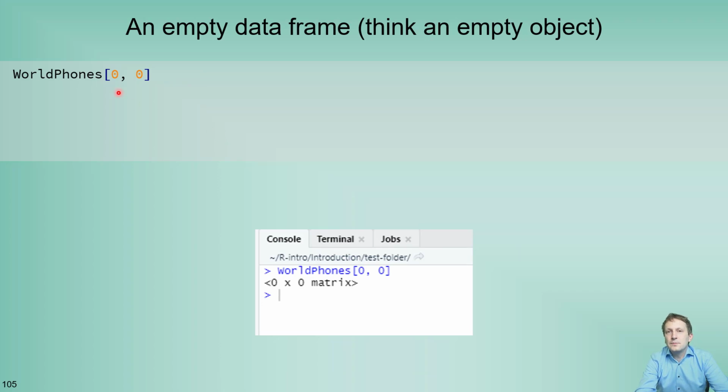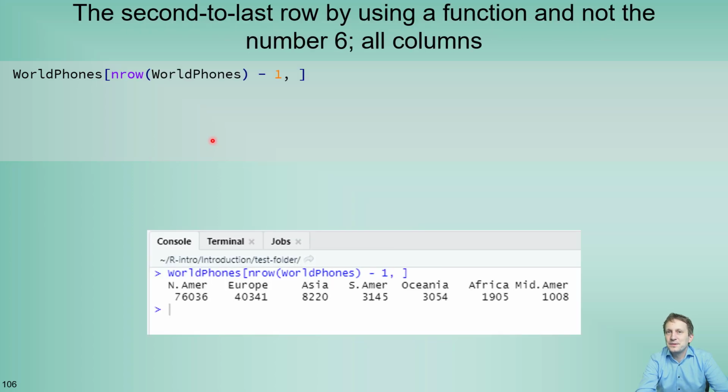An empty data frame, well, if you index with 0, 0, you actually get an empty matrix of dimension 0 times 0. Selecting the second to last row programmatically, so you obtain the number of rows using the nRow function, so nRow world phones minus 1. So this will always select the second to last row, independent of how many rows are actually in the data frame called, or matrix called world phones.